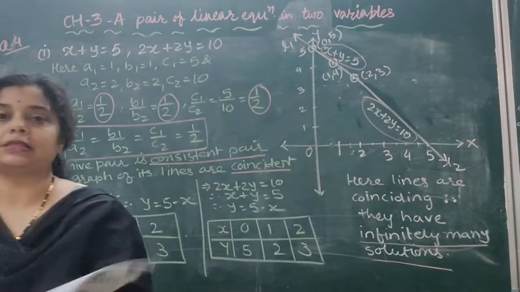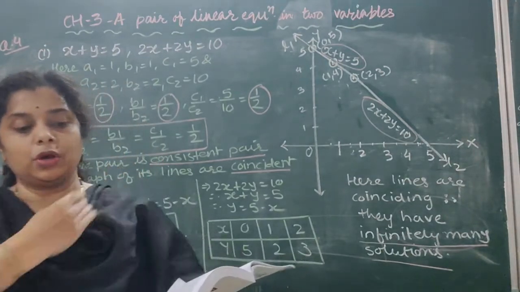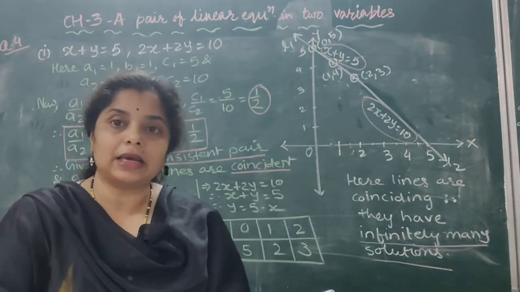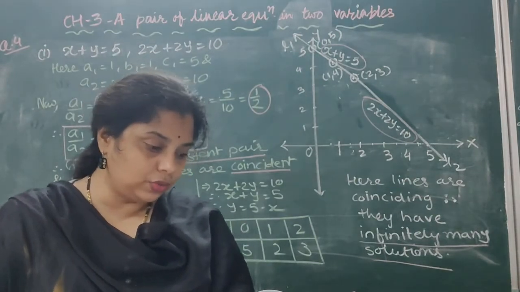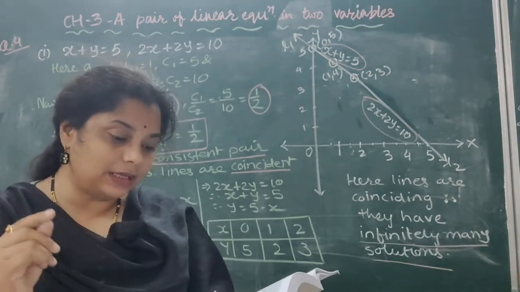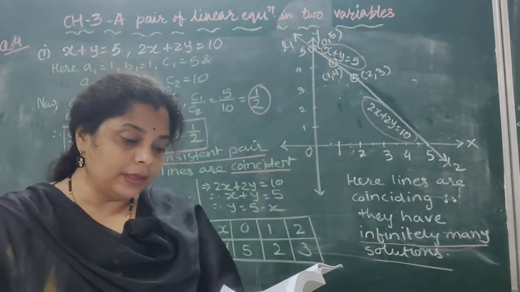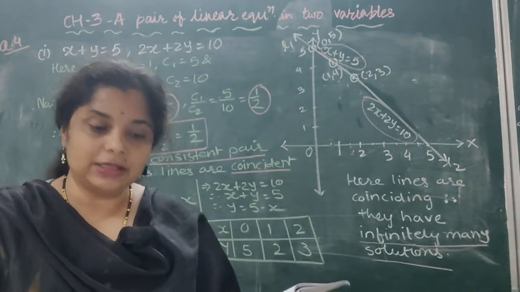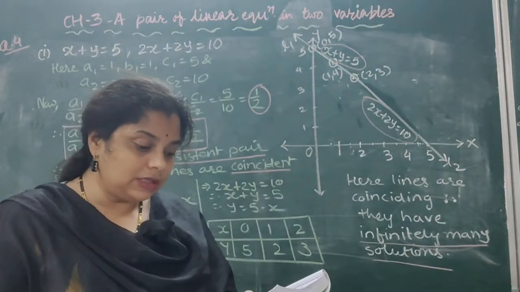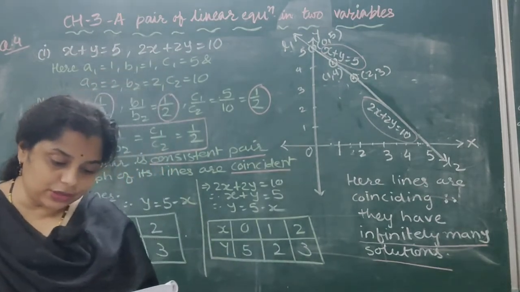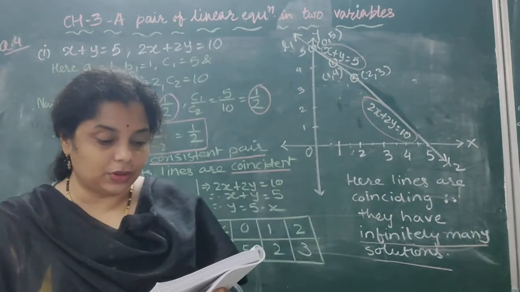Let's discuss the second example, but you have to do it on your own. Now x minus y is equal to 8 and 3x minus 3y is equal to 16. So here a1 is equal to 1, b1 is equal to minus 1, c1 is equal to 8, a2 is equal to 3, b2 is equal to minus 3, and c2 is equal to 16.